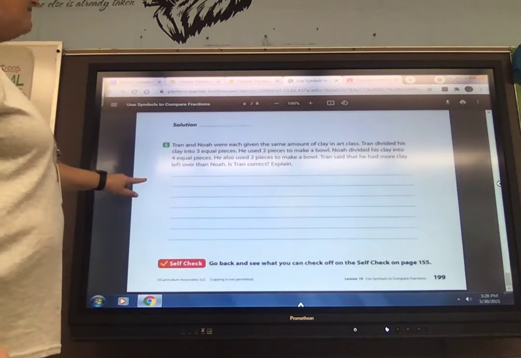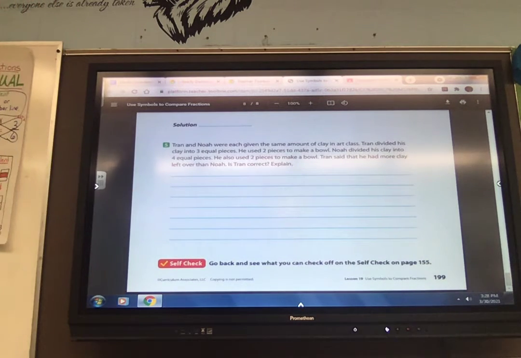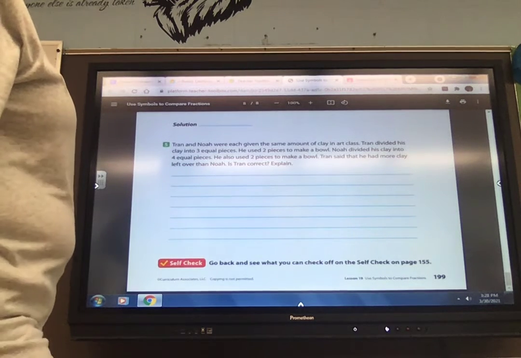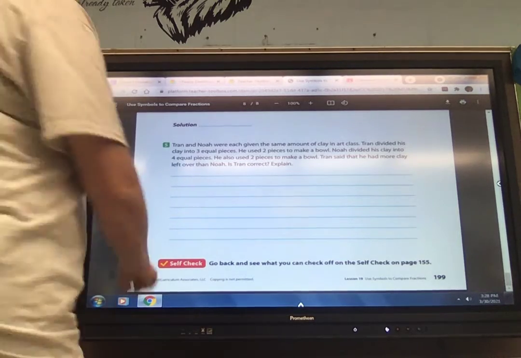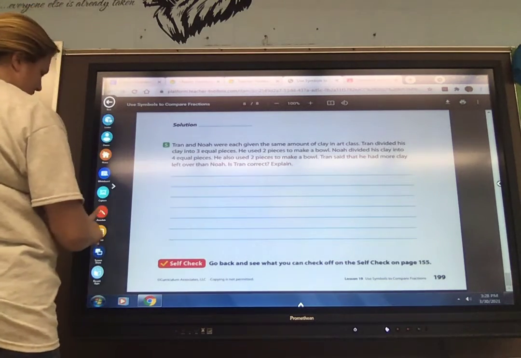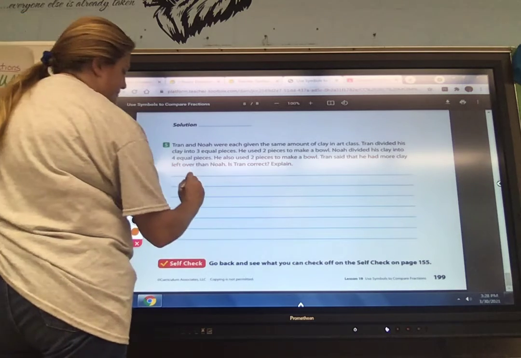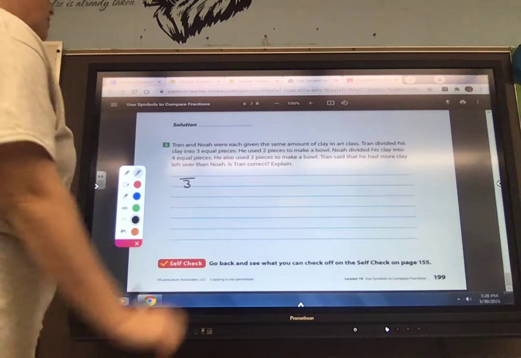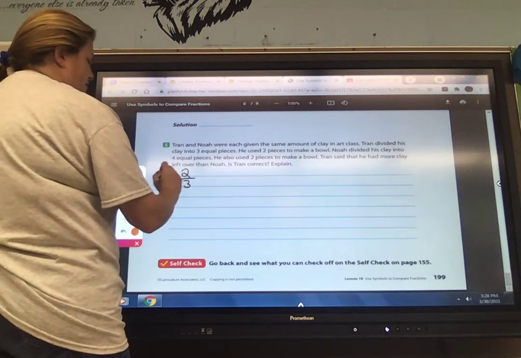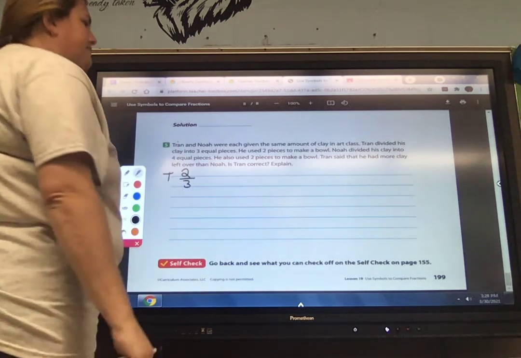And number 5, Tran and Noah are each given the same amount of clay in art class. Tran divided his clay into 3 pieces, so that means his denominator's 3 automatically. He cut it into 3. I know to put a 3. He used 2 pieces to make a bowl, so my numerator would have to be 2. I'm going to put T, so I know that's him.